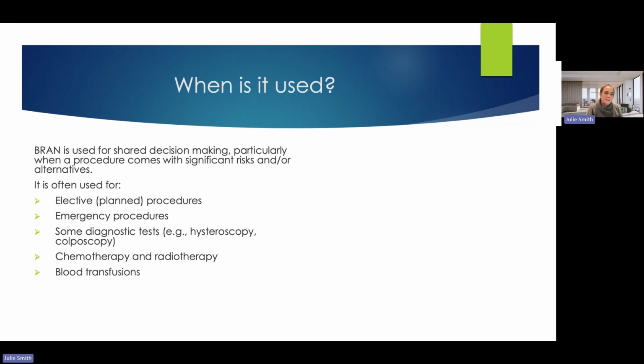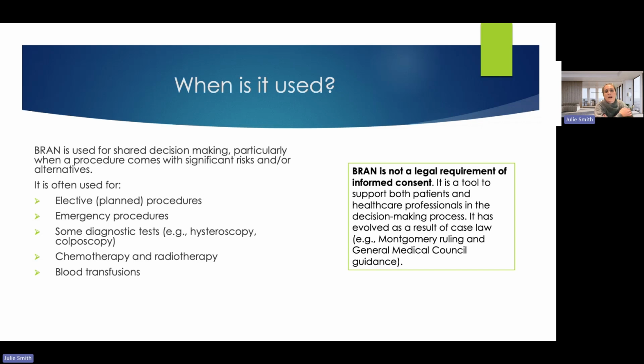It's used for that shared decision-making process, and mostly you'll see it if it's a procedure or an investigation that comes with any kind of significant risks or alternatives that are available. Mostly it will be seen, especially in written form, on elective procedures, the procedures that are planned. Also emergency as well, as there are some emergencies where there still will be time for that consent process. Where possible, healthcare professionals will always try to take consent when a patient is competent and capable of giving their consent. Again, diagnostic tests, so hysteroscopies and colposcopies are good examples, and then some other areas as well. Not completely restricted to those, but those are the most common areas within healthcare where you'll see BRAN used.